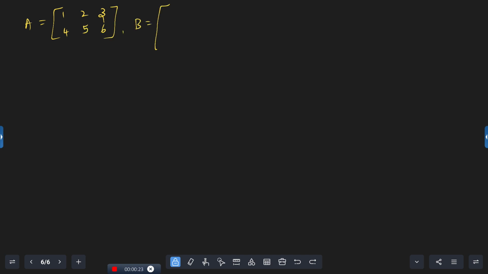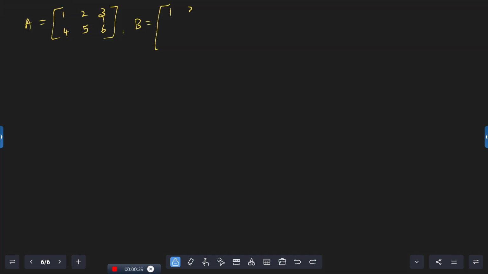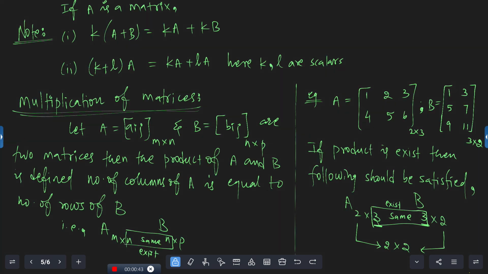And the B matrix we have is 1 3 5 7 9 11. The order of the matrices: here 2 rows 3 columns, here 3 rows 2 columns. We have already checked on the previous page whether the product will exist or not. Okay, so it exists.